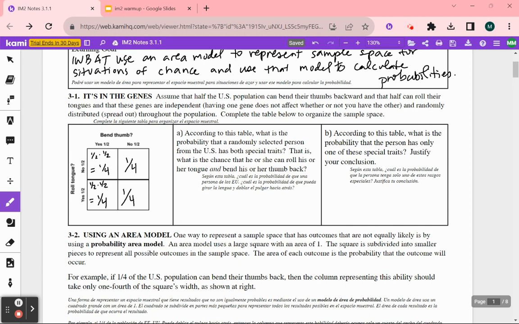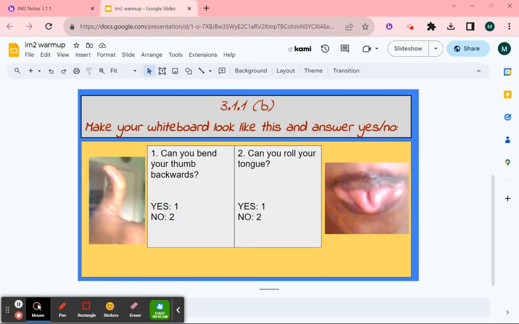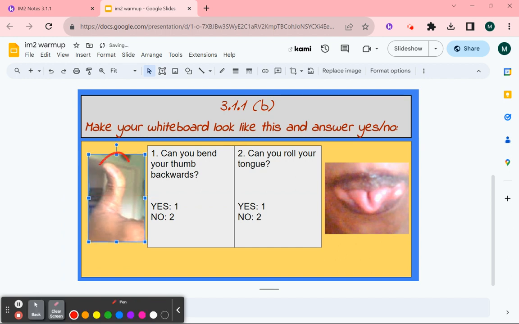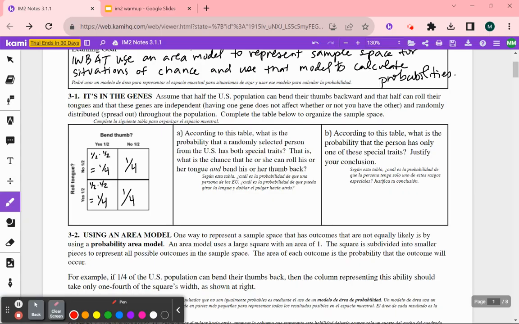Now, according to the table, what is the probability that a randomly selected person from the United States has both of these special traits? Oh, this is what these traits look like. This is what it looks like to be able to bend your thumb. And this is what it looks like to be able to roll your tongue. Some of us can do it and some of us cannot. All right, back to this.